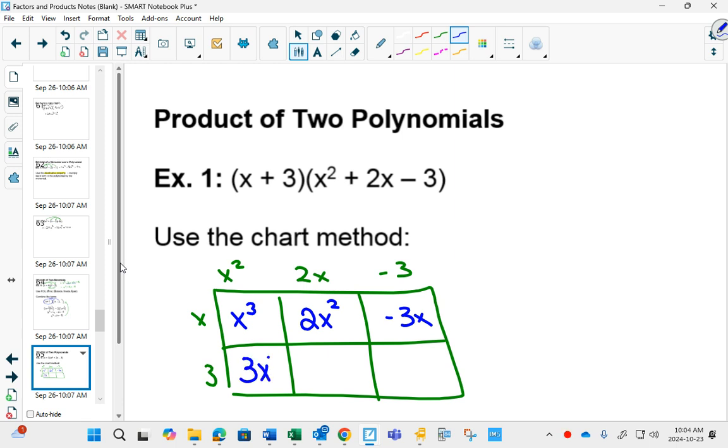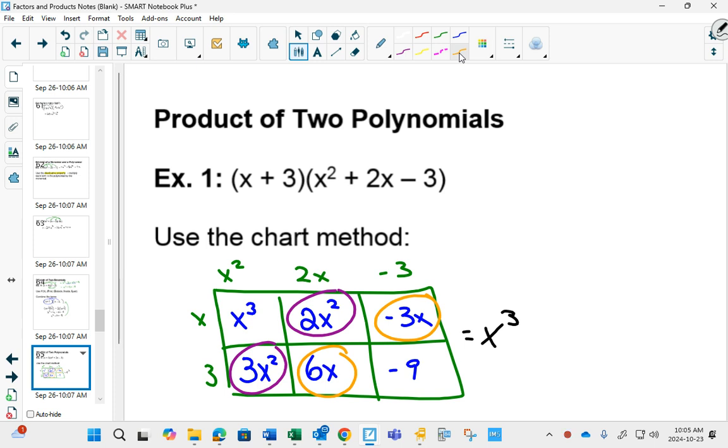3 times x squared would be 3x squared. 3 times 2x would be 6x. And 3 times negative 3, negative 9. And now when we put our things together, notice these two are like terms, and notice these two are like terms. So when I go to write my final answer, I have an x cubed. With the x squared, I actually have 5x squared. With the x's, 6x minus 3x, that gives me plus 3x. And then minus 9 at the end.